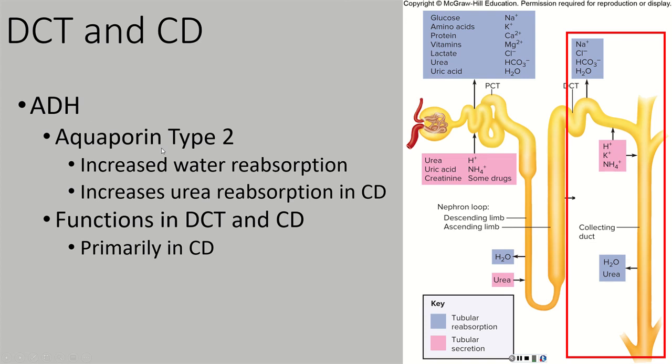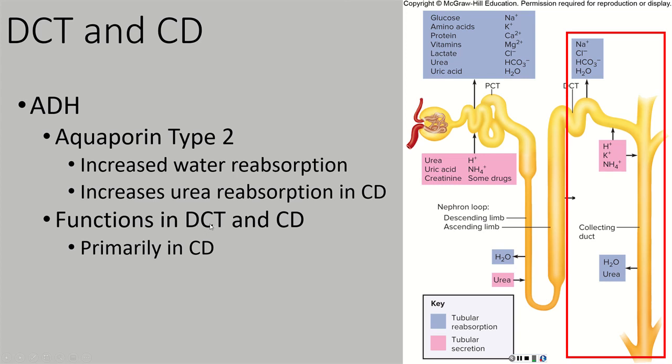So what does ADH do? We've already said it increases the number of aquaporins, specifically aquaporin type 2, which increases water reabsorption. It also increases urea reabsorption in the collecting duct. So over here in the collecting duct, we're always reabsorbing a little bit of urea, but ADH causes it to reabsorb more urea. Why would we want to reabsorb urea? Well, let's think about that. Urea is a solute. If we take urea out of the filtrate and put it into the interstitium and then ultimately into the bloodstream, what do solutes do? Solutes suck. It's going to pull more water along with it. So by reabsorbing more urea, we're going to reabsorb more water.